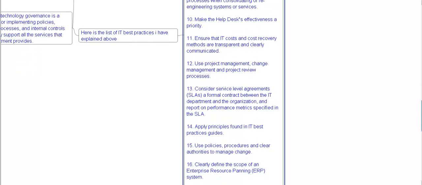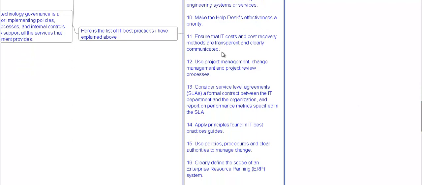Number 10, make help desk effectiveness a priority. Number 11, ensure that IT costs and cost recovery methods are transparent and clearly communicated. Number 12, use project management, change management and project review processes. Number 13, consider service level agreements (SLAs), a formal contract between the IT department and the organization, and report on performance metrics specified in the SLA. Number 14, apply principles found in IT best practice guides.